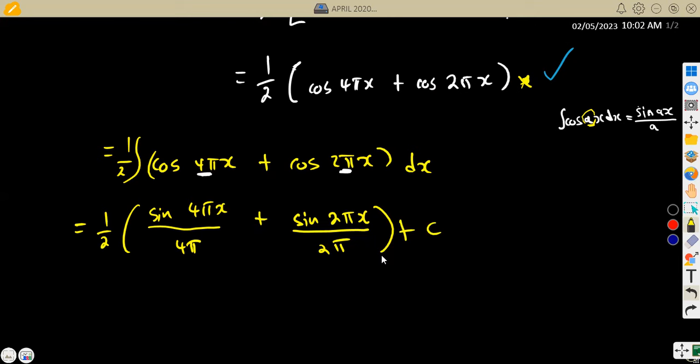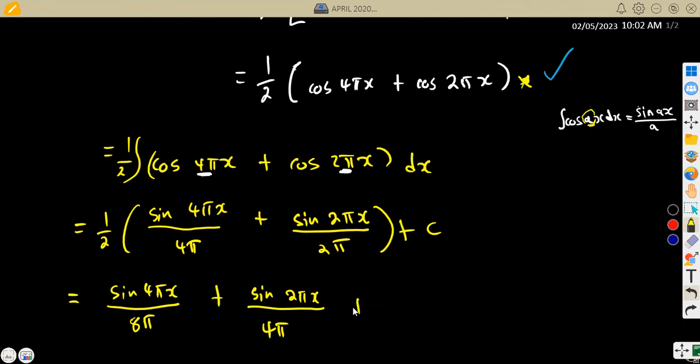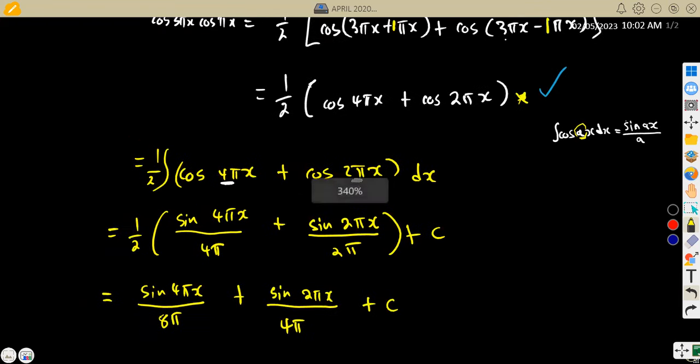Okay, so that's it. We can choose to leave the answer like this, or we can multiply each and every term by half, because the half is outside the bracket. So it's 1 times sine 4 pi x, over 2 times 4 pi, which is 8 pi. Remember, numerator times numerator over denominator. Plus 1 times sine 2 pi x, over 2 times 2 pi, which is 4 pi, plus the constant of integration. So you can choose to leave your answer further like this.